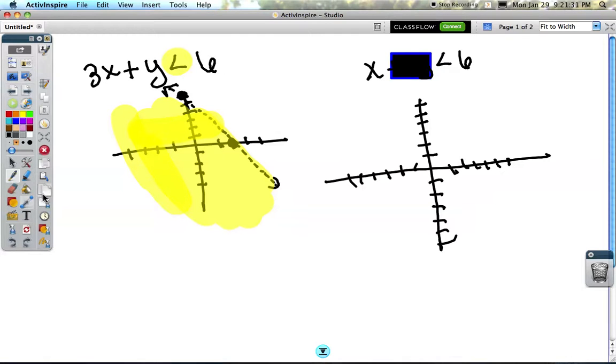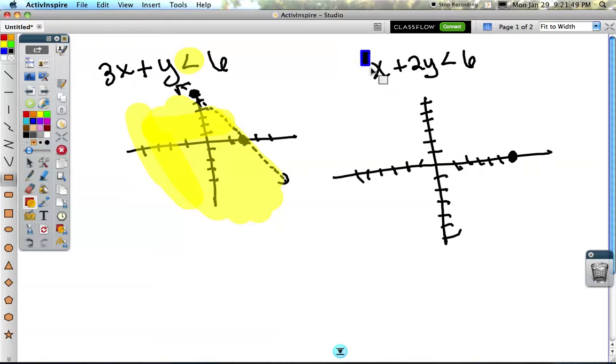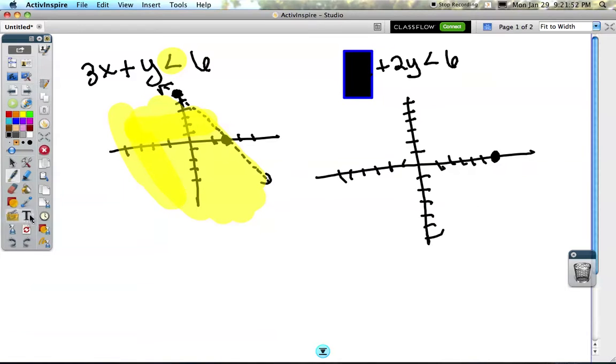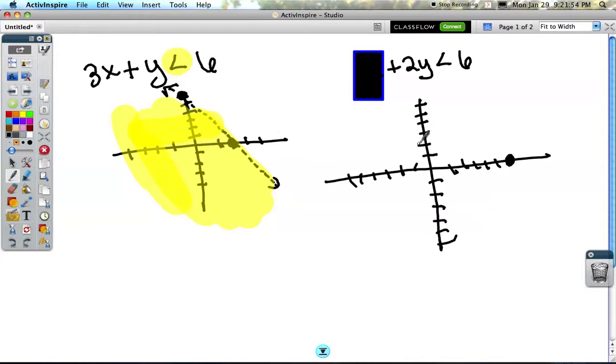Where am I putting a dot on the x? At what number? 6. Okay, put your dot on the x at 6. Now, if I want to put one on my y-intercept, then my value of x is 0, so it goes out. What is my value on the y? 3. Dotted line, dashed line, or solid? Dashed or dotted. I don't care how you think about it, just not solid.